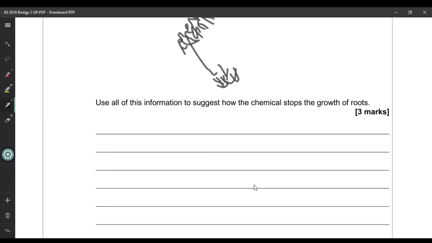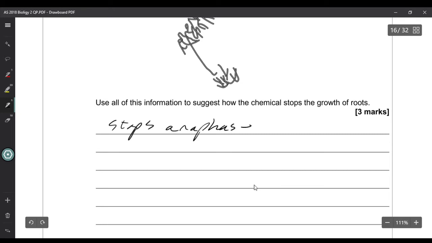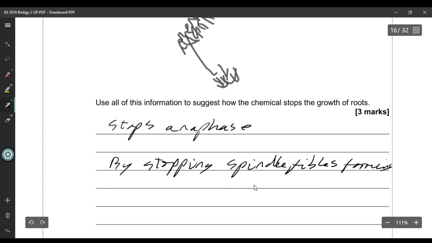It says use the information to suggest how the chemical stops the growth of roots. So we can say that it stops the anaphase by stopping spindle fibers forming, which prevents separation of sister chromatids.